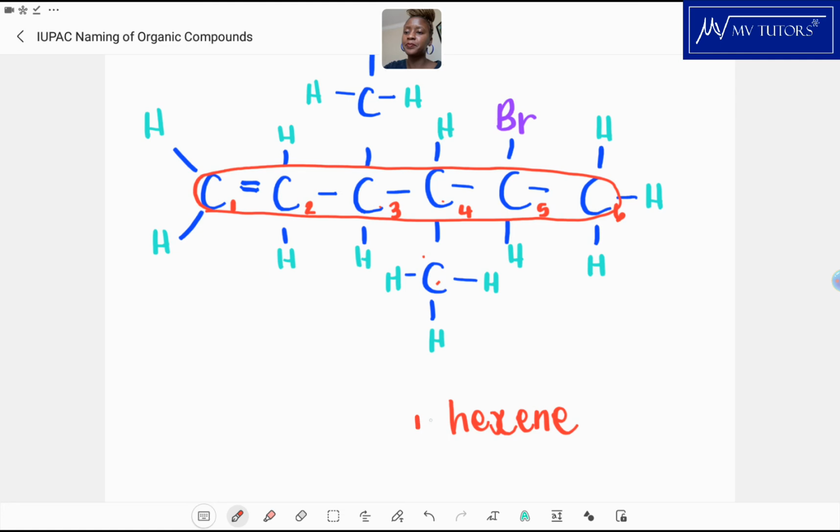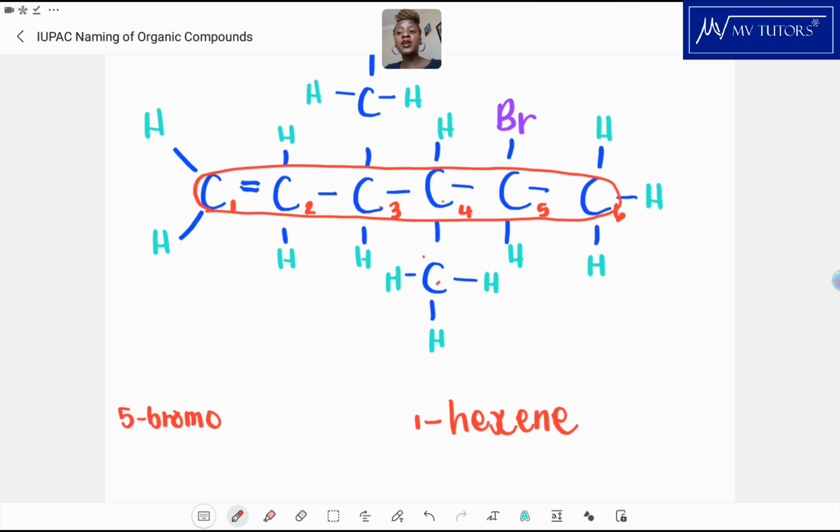Okay, 1 hexene. Now we're gonna start with our halogen there. Currently our halogen is on the 5th carbon, so it will be 5 bromo.